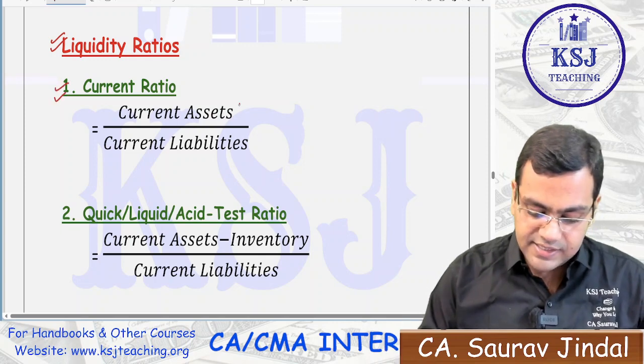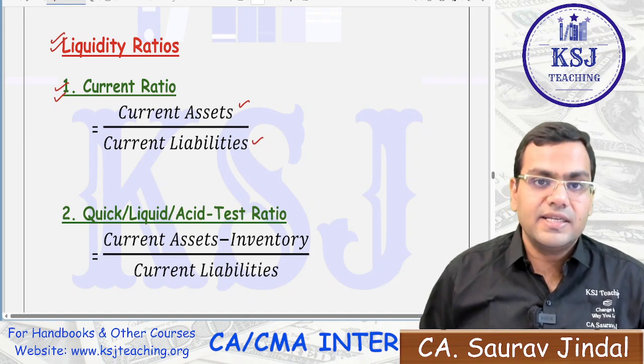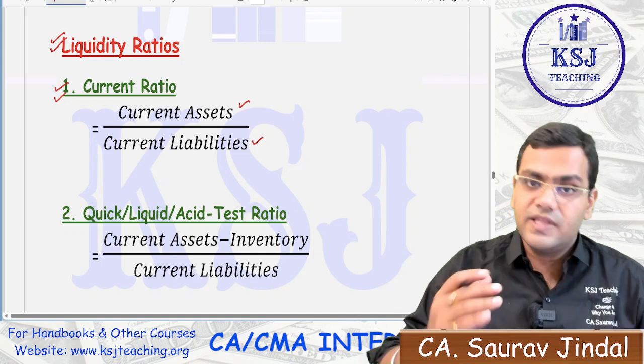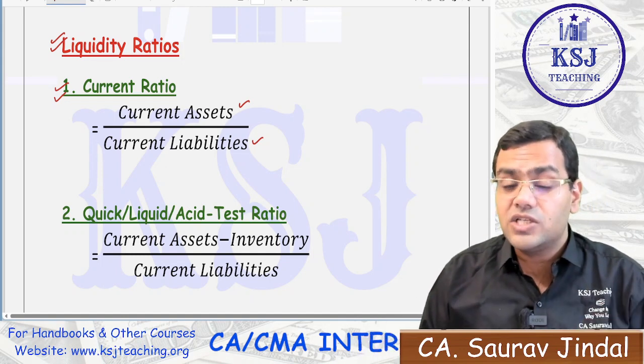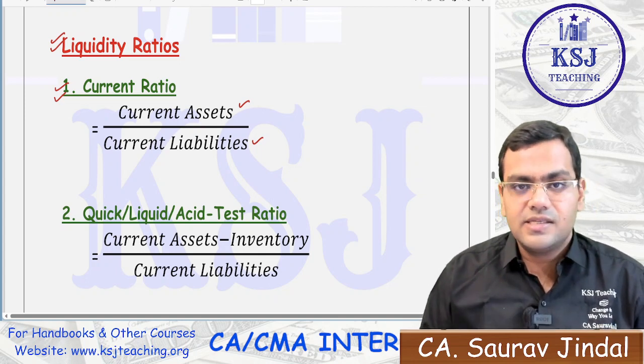Current ratio is current assets divided by current liabilities. What are the current assets? Current assets are any assets which can be converted into cash within a period of 1 year. What is a current liability? Any liability which is to be paid within a period of less than 1 year, right? That is a current liability.